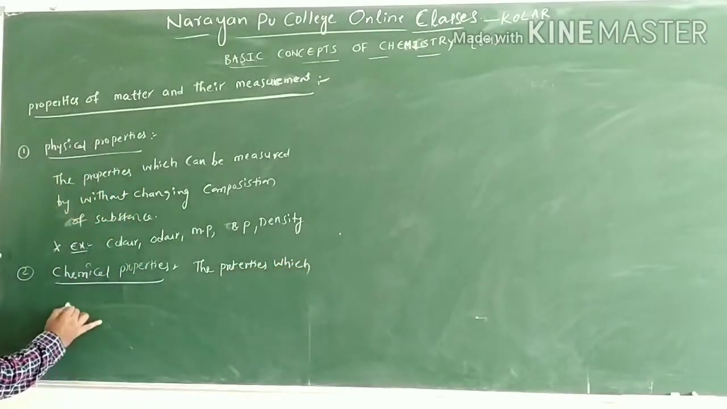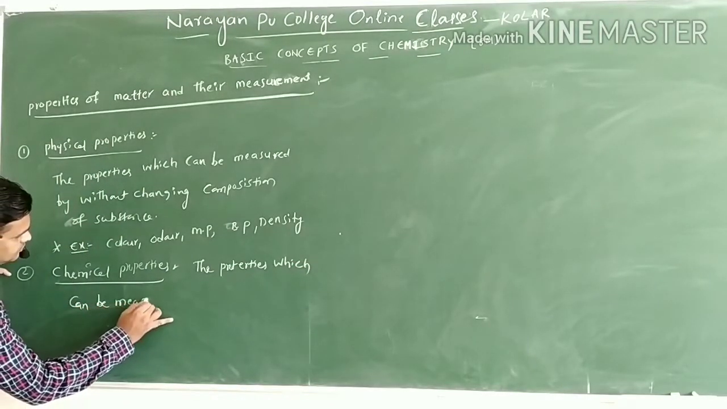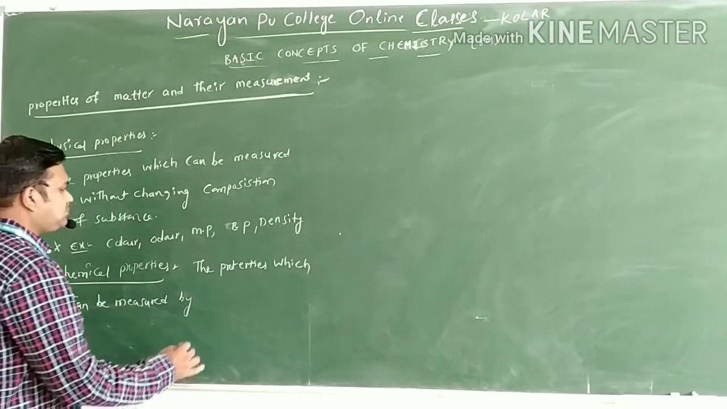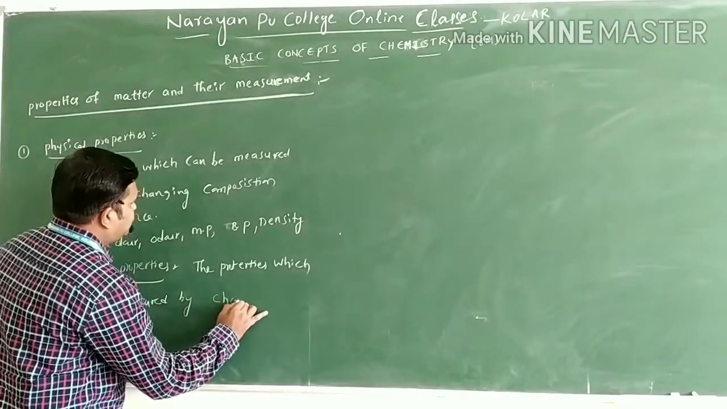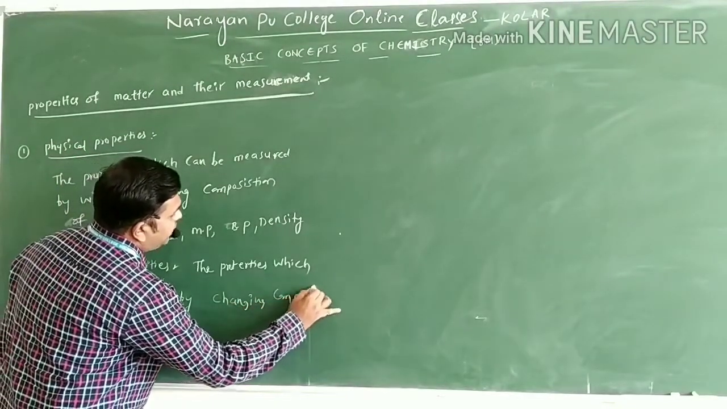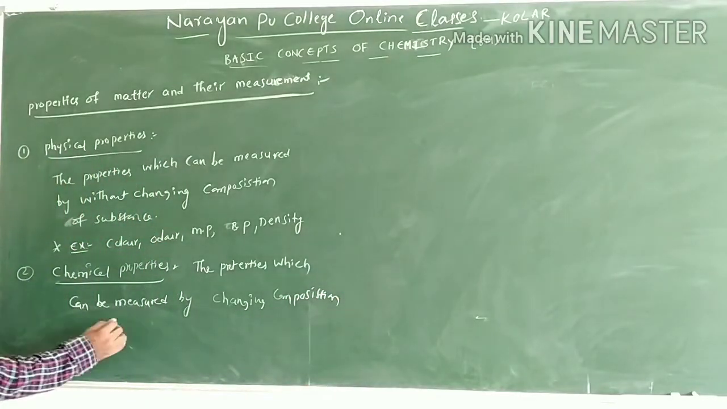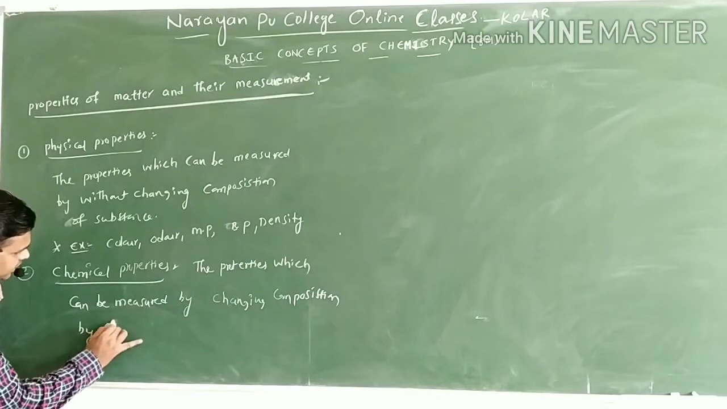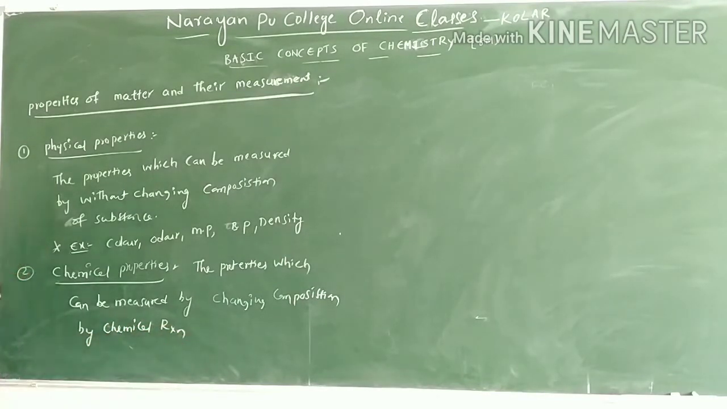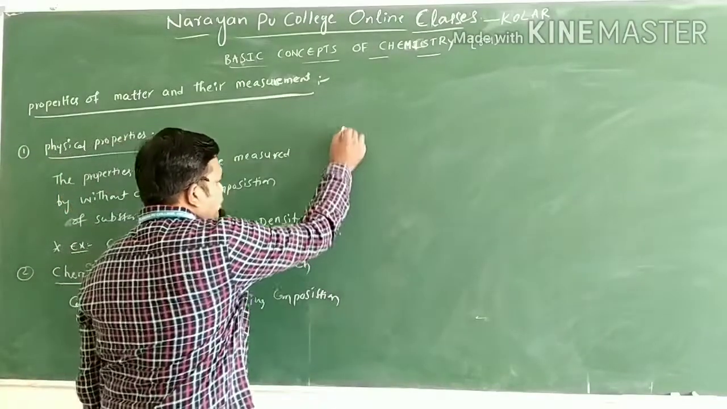The properties which can be measured by changing the composition. How can we change the composition? The composition can be changed by what? Changing the composition by chemical reaction. By chemical reaction. If you want to do the chemical reaction, what are the changes you can observe here?